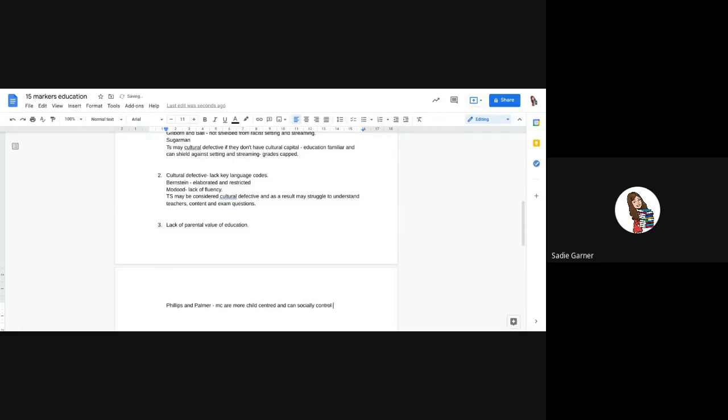Their new right argument is that basically working class parenting isn't as child focused, which is a problem, they would argue, and they can't socially control their children. So yeah, I'll leave you with that as a thought. They're the same Phillips and Palmer from childhood and toxic parenting and things. Middle class are more child-centered and can actually socially control their children. Also, we're going to note here for Driver and Ballard that South Asian parents have high aspirations.